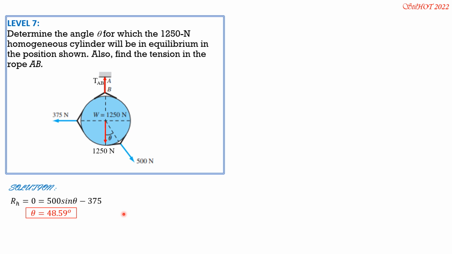Then R vertical equals 0. So that is tension AB minus 1250 minus 500 cosine of theta, which is 48.59 degrees. So tension AB is 1250 plus 500 cosine 48.59, and that is equal to 1581 newtons.